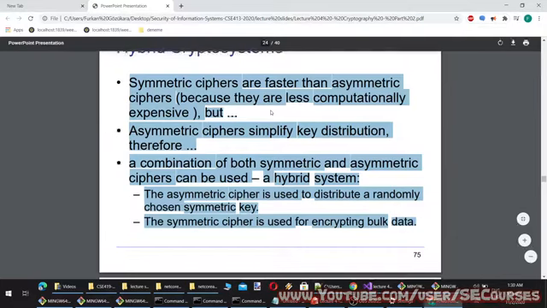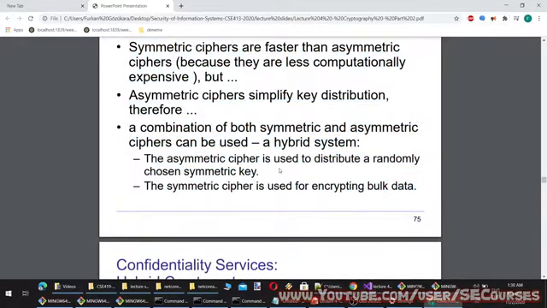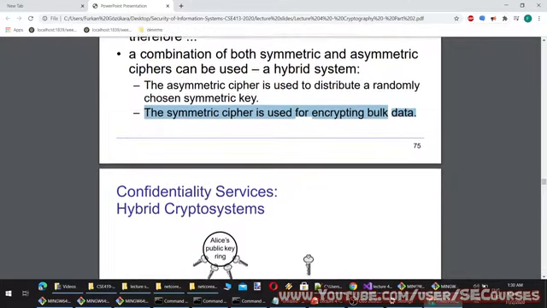Symmetric ciphers are faster than asymmetric ciphers because they are less computationally expensive, but asymmetric ciphers simplify key distribution. Therefore, a combination of both symmetric and asymmetric ciphers can be used. In a hybrid system, the asymmetric cipher is used to distribute a randomly chosen symmetric key. The symmetric cipher is used for encrypting bulk data.